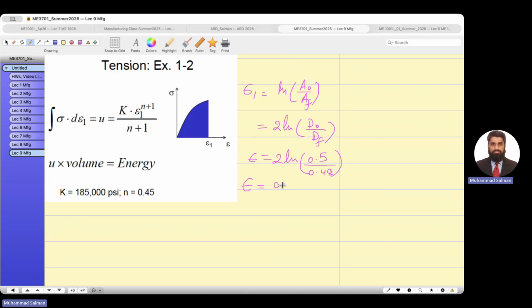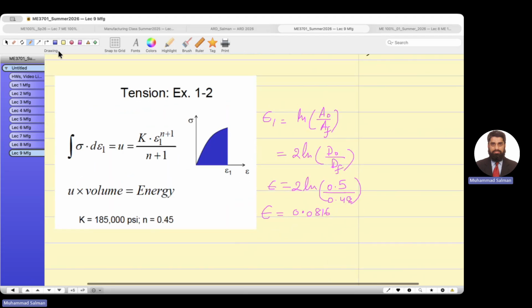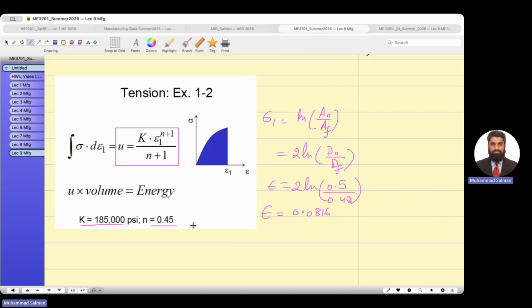Do you get 0.0816? Please confirm. Yes, he says yes. So let's move forward. So now we want to use this formula. After this, use this formula. We already found the epsilon 1. Use this. K is given in psi and n is given.